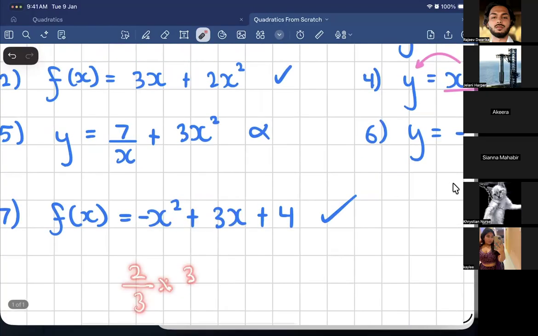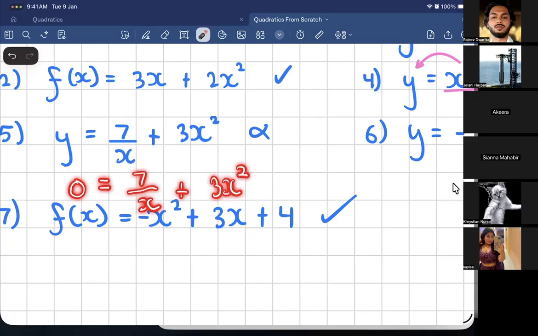Right. Now over here, if you wanted to find the roots, the roots is just the x-intercept, right? Guys, remind me, at the x-intercept, what do we know? Y is 0. Yeah, at the x-intercept, y is 0. So if I wanted to figure that out for this function, I would say 0 is equal to 7 over x plus 3x squared. But like I just said, Kaylee, do we like working with fractions?